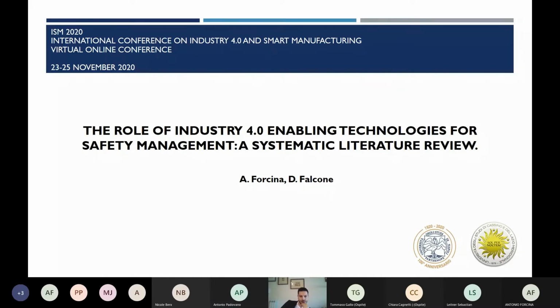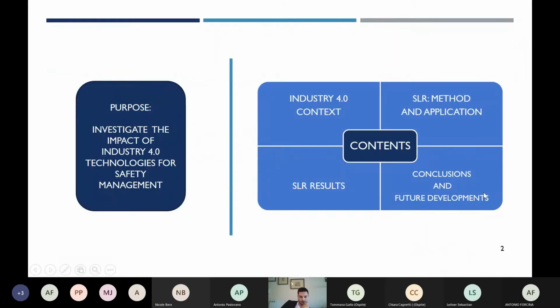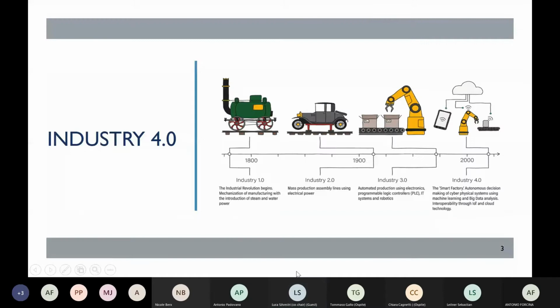Thank you. So, this research was carried out to evaluate the usefulness and the impact of Industry 4.0 technologies in safety management of different production contexts. For this purpose, we will first make an overview of the research context, then illustrate the methodology used, the analysis of the results, and finally conclusions and future developments will be drawn.